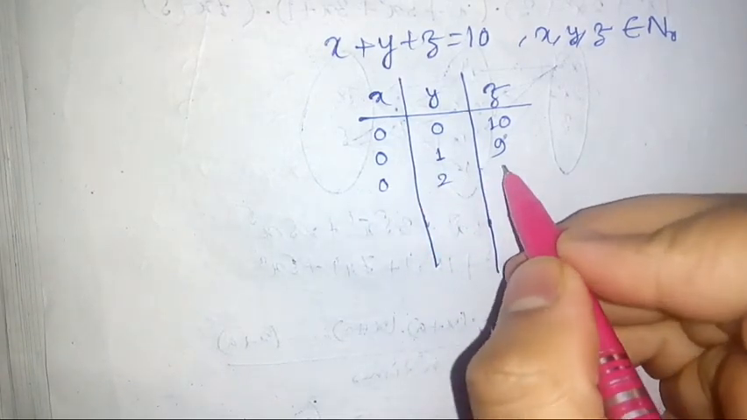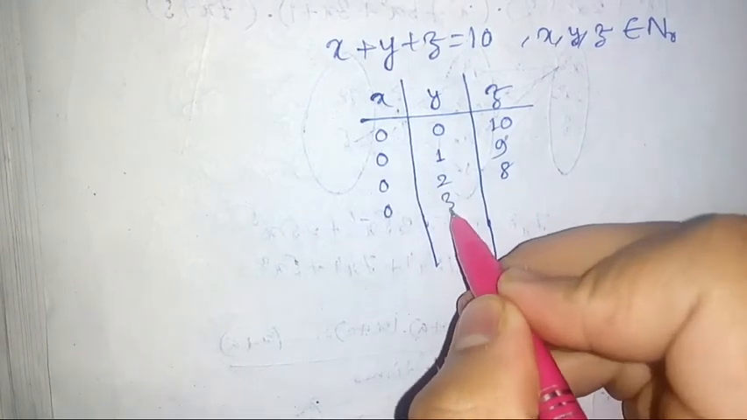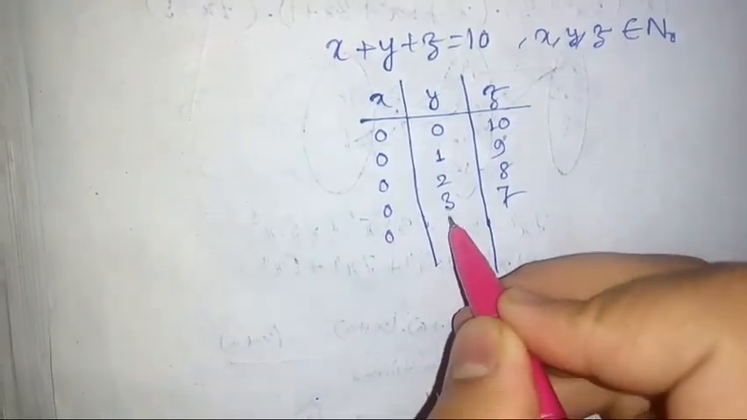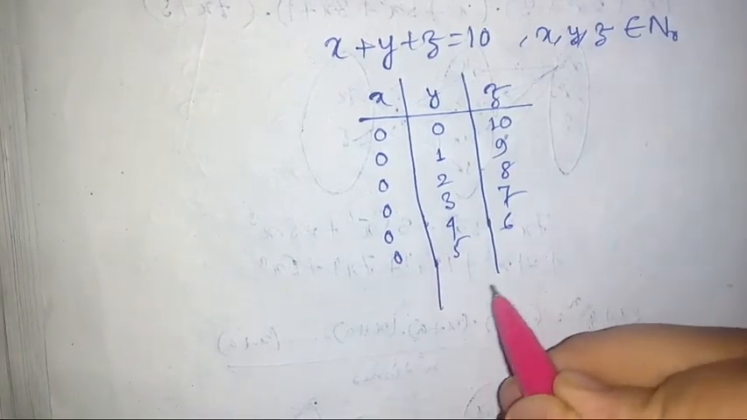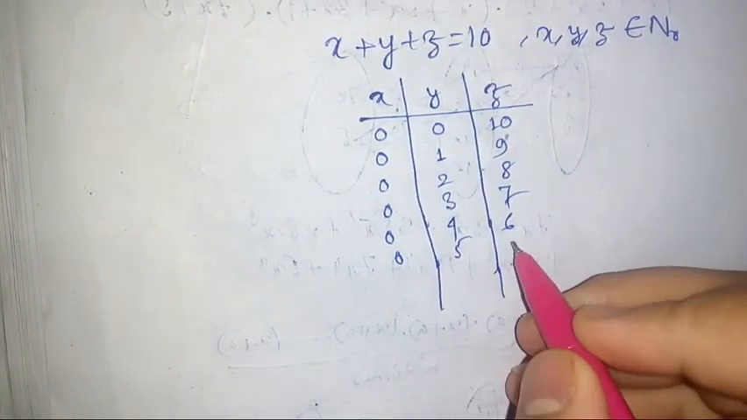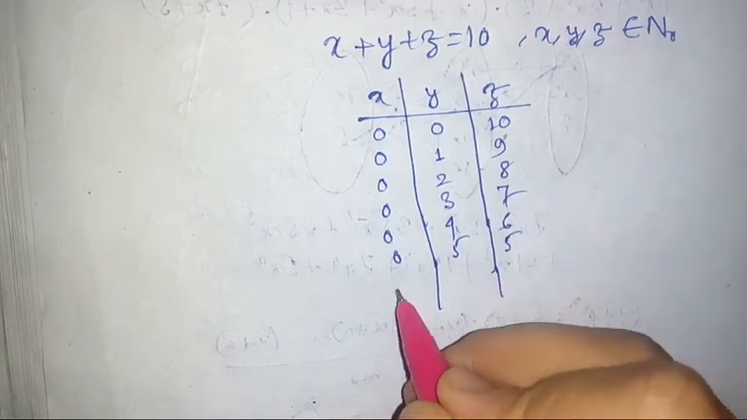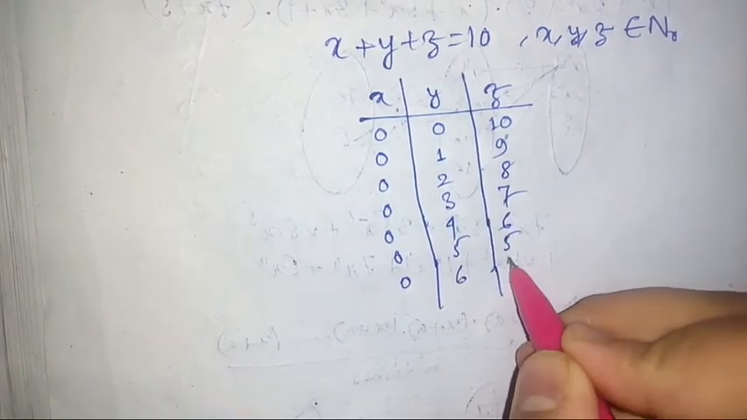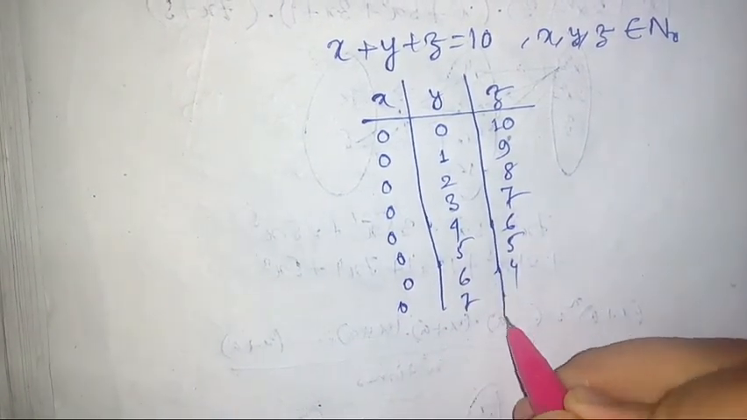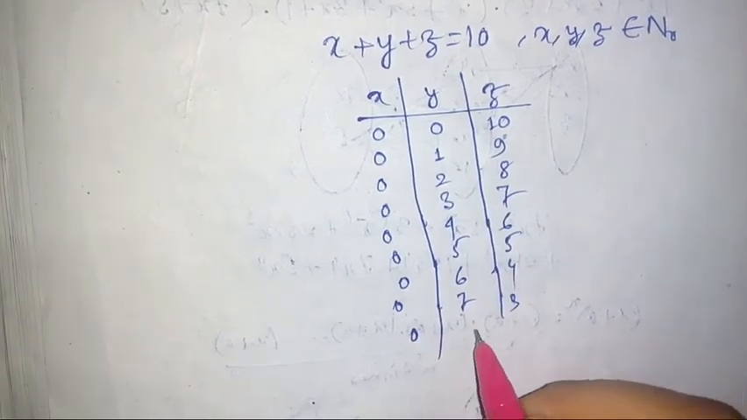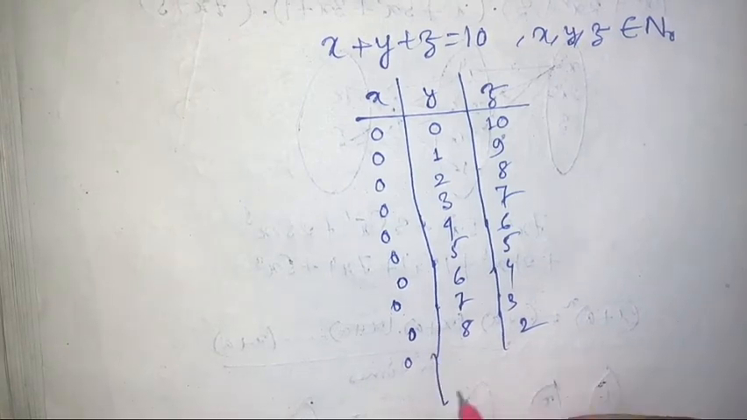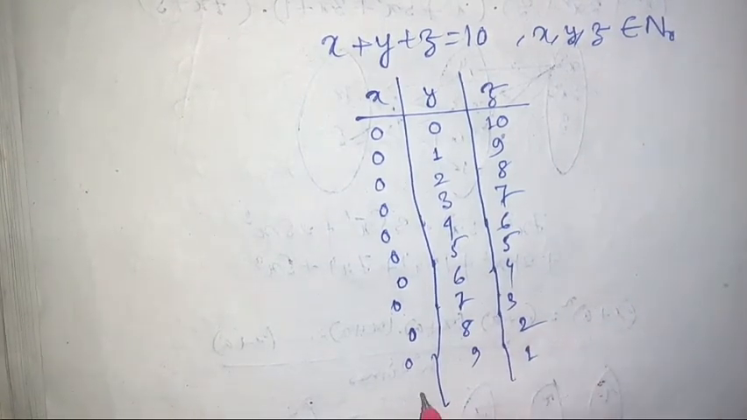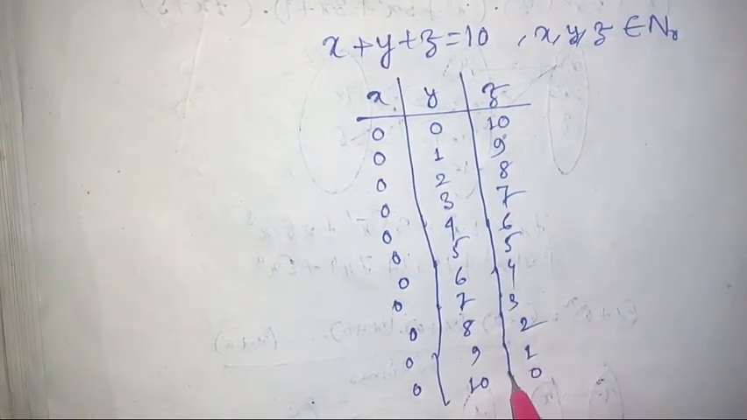So if I keep it to be 0, then it turns out to be 8. If I keep it to be 3, then 7. If I keep it to be 4, then 6. If I keep it to be 5, then it will take the value of 5. If I keep it to be 6, then 4. If I keep it to be 7, then 3. If I keep it to be 8, then 2. If I keep it to be 9, then 1. If I keep it to be 10, then 0.